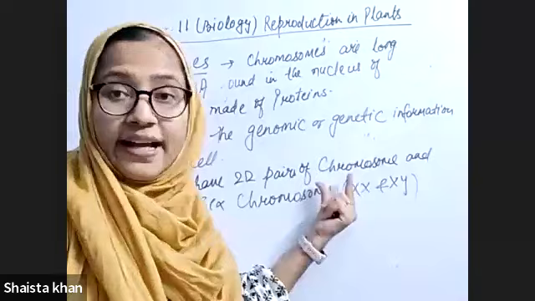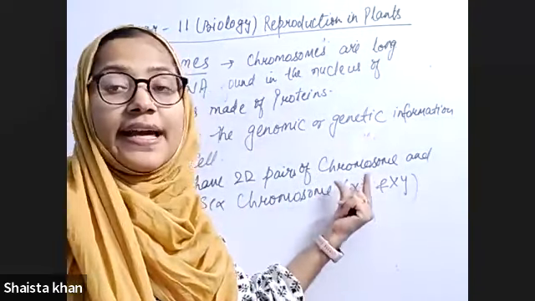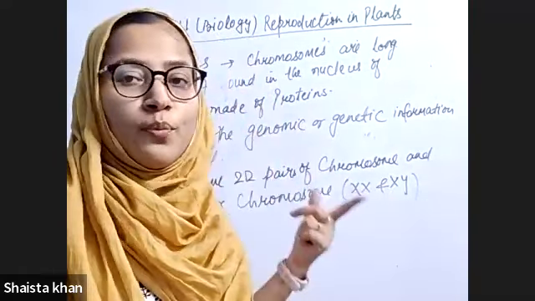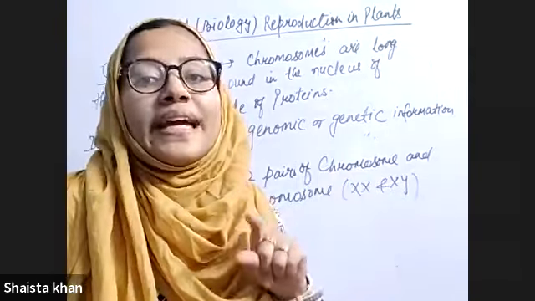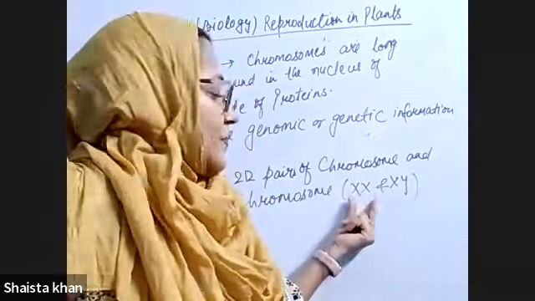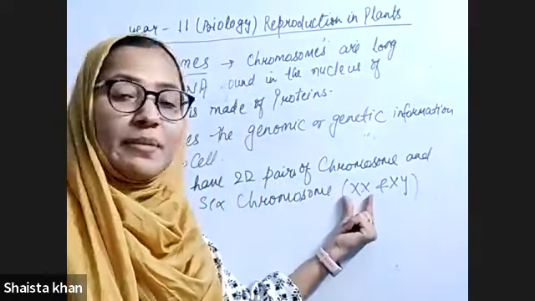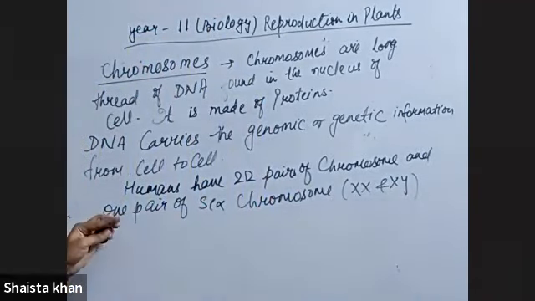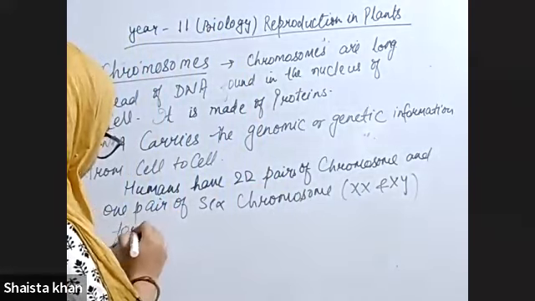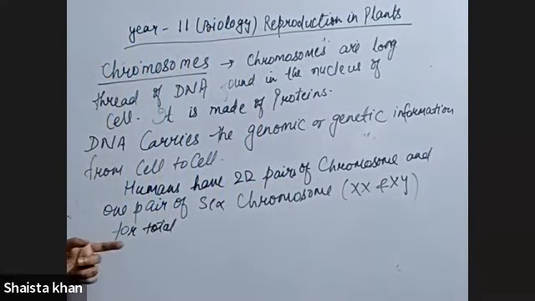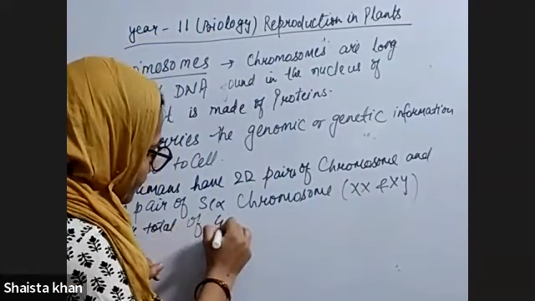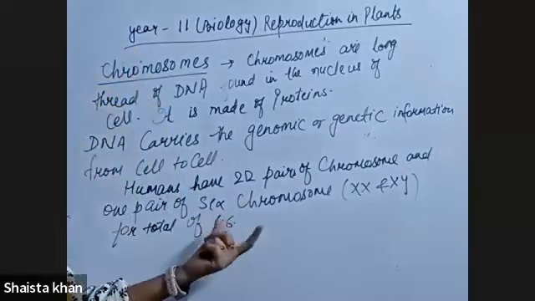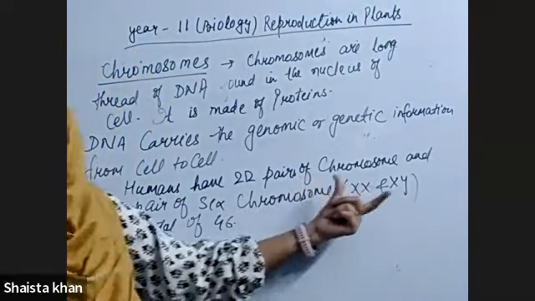The interesting fact is that a female carries XX chromosomes and a male carries XY chromosomes. So whether it is a boy or a girl depends on the male, not on the female. In total, humans have 46 chromosomes. Each pair contains 2 chromosomes, one coming from each parent.